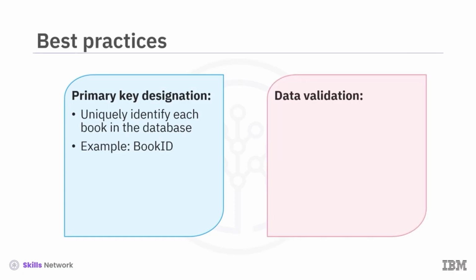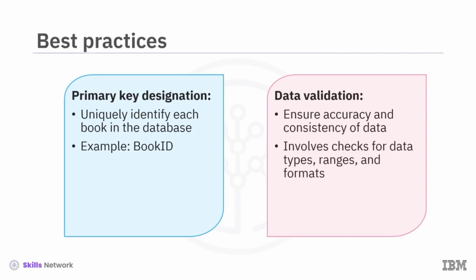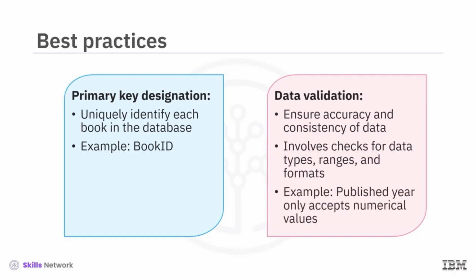Data validation. Implement data validation mechanisms to ensure the accuracy and consistency of the data entered into the database. The step may involve checks for data types, ranges, and formats. For example, ensure that the published year attribute for the book entity only accepts numerical values within a specified range.